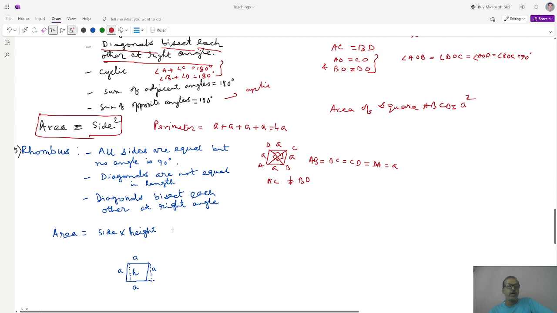What will be the area of a rhombus? It is very easy. Area equals side into height. Height here, this is the height of this rhombus. Okay. These are all heights. All are equal to h. Right.